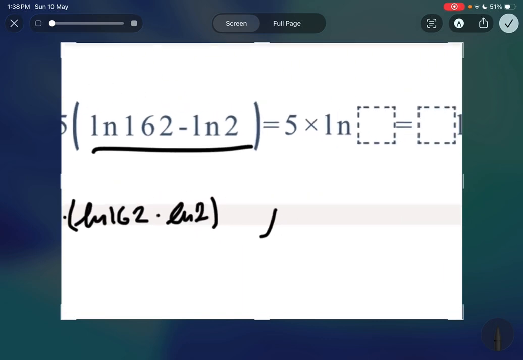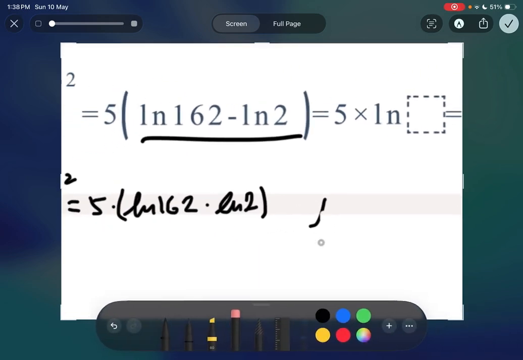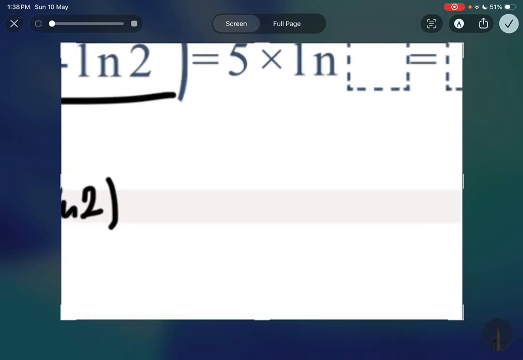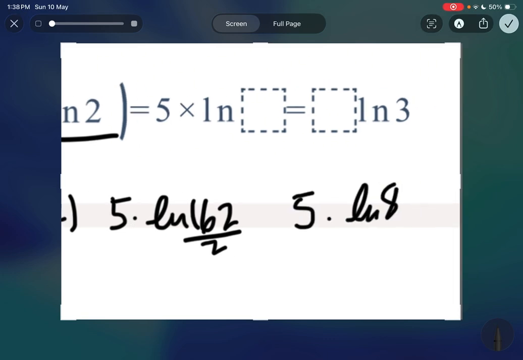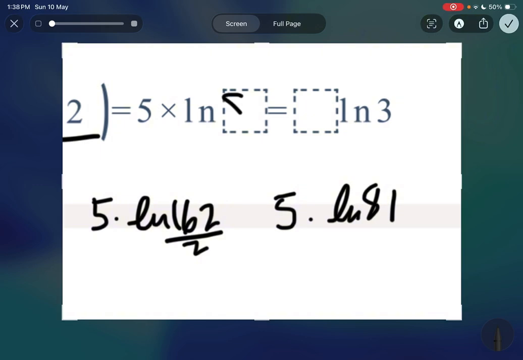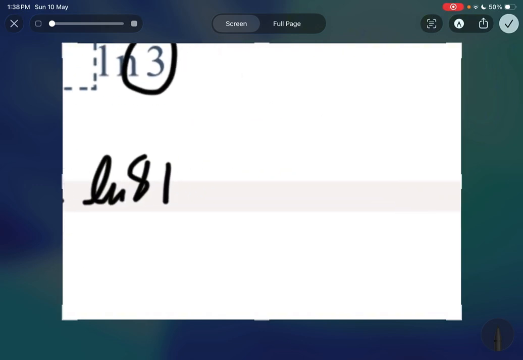Okay, and then you put it over each other, because you know when you have two lns subtracting, you put them over each other. So it'll be 5 times ln of 162 over 2. So you know that 162 over 2 is equal to 81. Yeah, 81. So now it will be 5 times ln of 81. So here 5 times ln of 81, okay, is equal to what? So here you can see it as 3. And you know 81 is 3 to the power of 4.